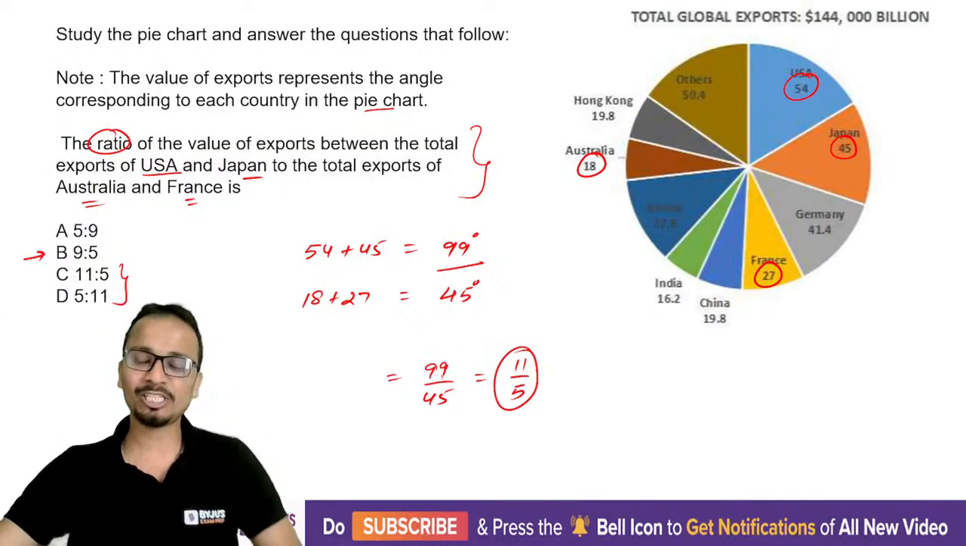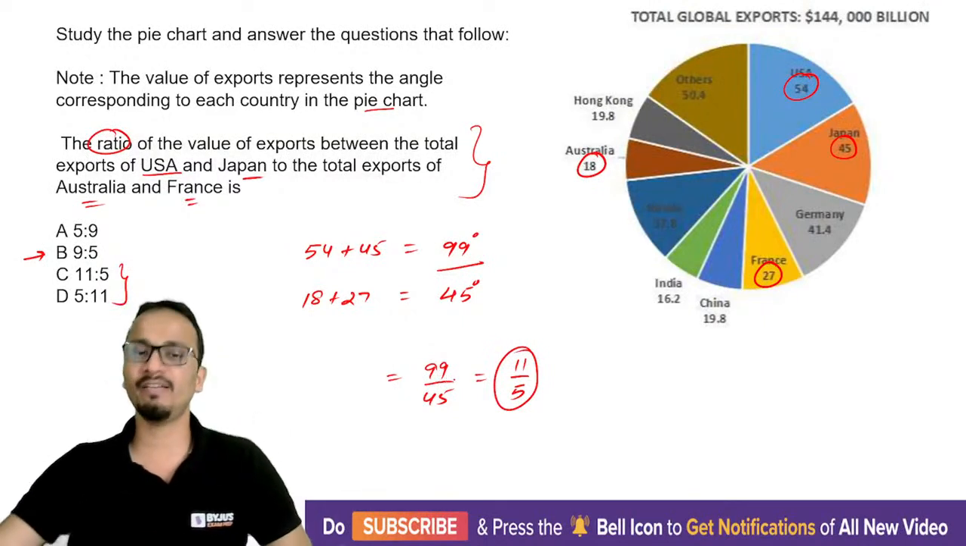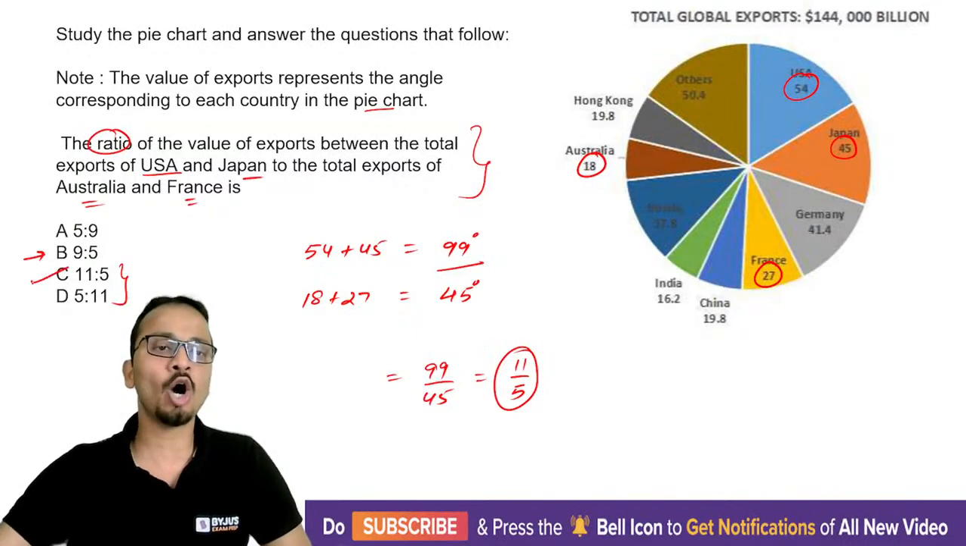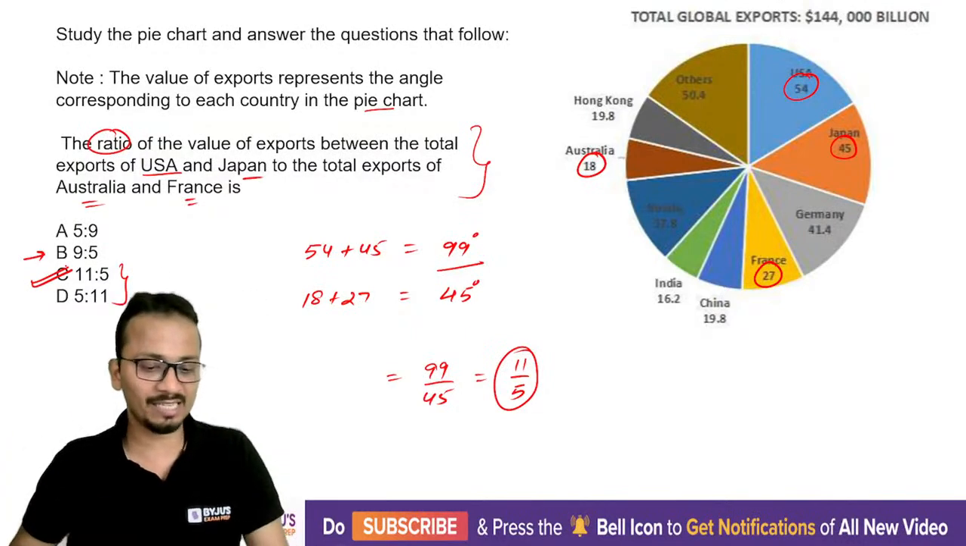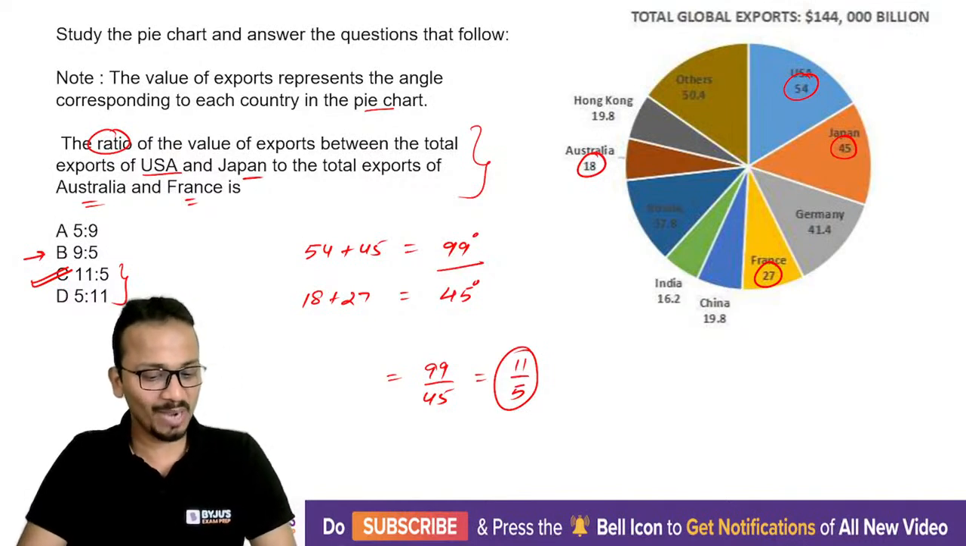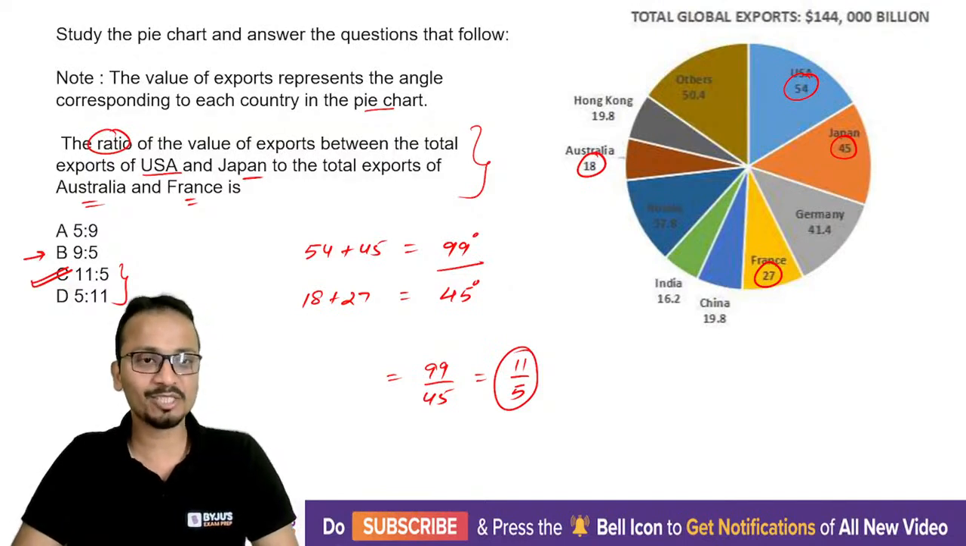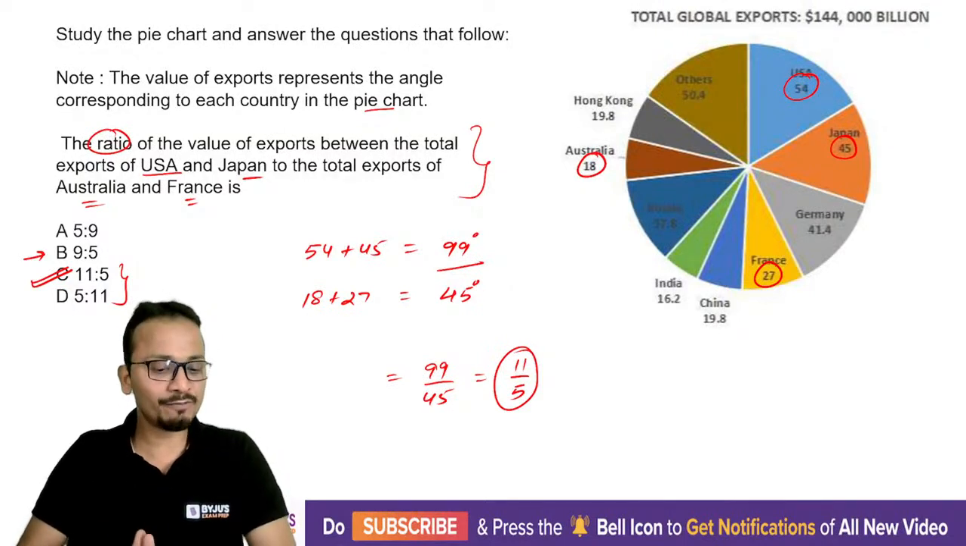Yes, so calculation mistake once again. So we are taking 9 common and will be left with 11. So 11 is to 5, that is option C is the correct answer. All right. So Harshada forgot to add Japan and USA. No worries, it happens. All right. So please be careful the next time.